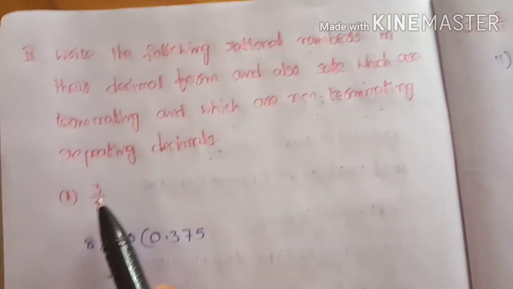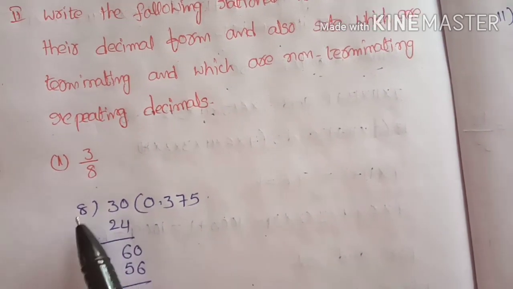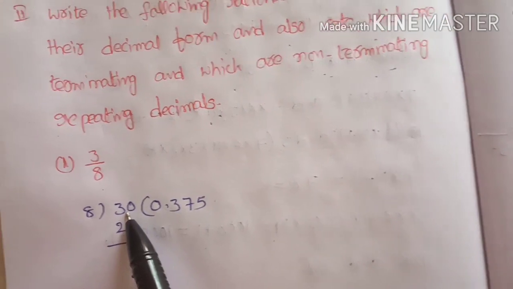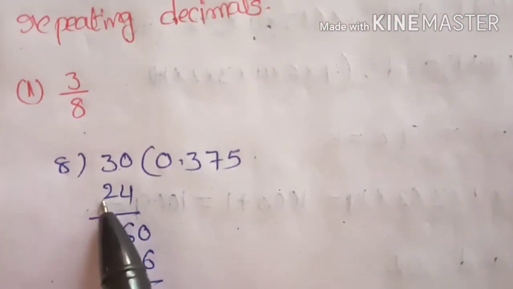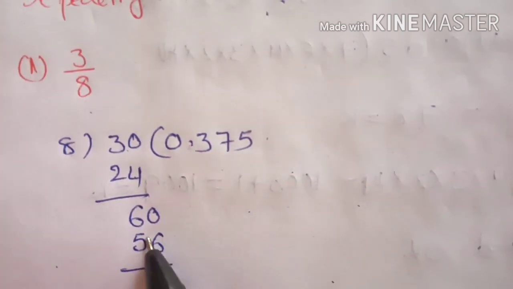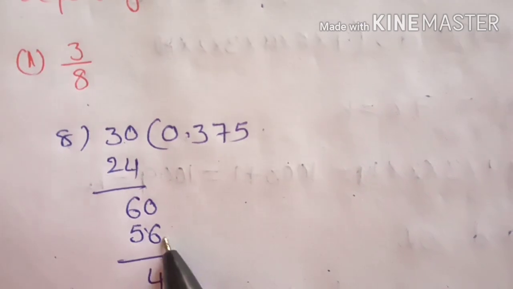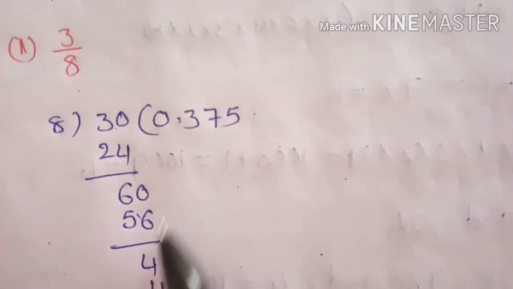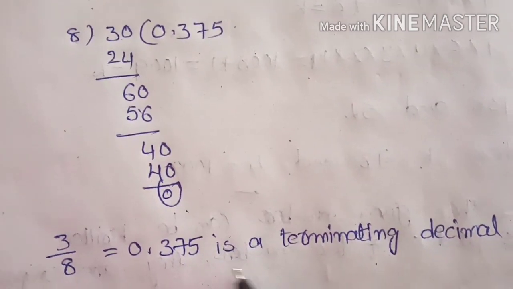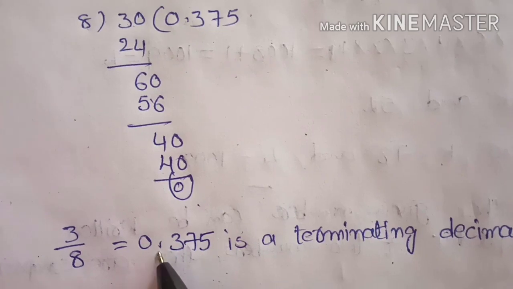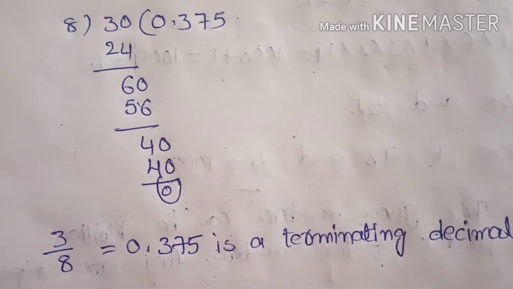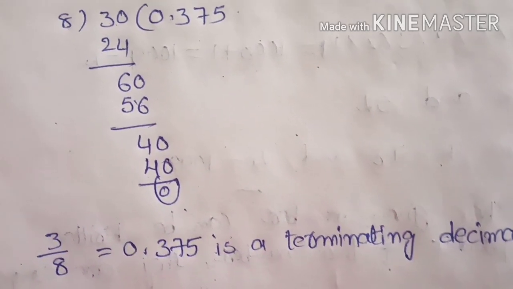First problem, 3 by 8. 8 divides 3. 0 point. Then 8 3s are 24. Then 30 minus 24, 6. Then point 0. Then 8 7s are 56. Then 60 minus 56, 4. Then point 0. Then 8 5s are 40. Then this is a terminating decimal. 3 by 8 is equal to 0.375, which is a terminating decimal.